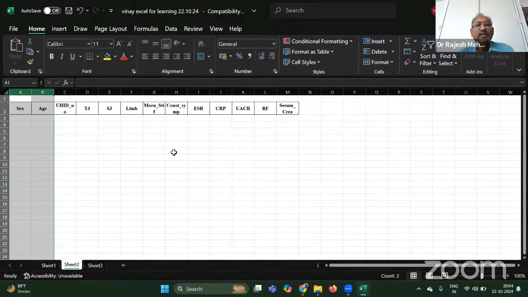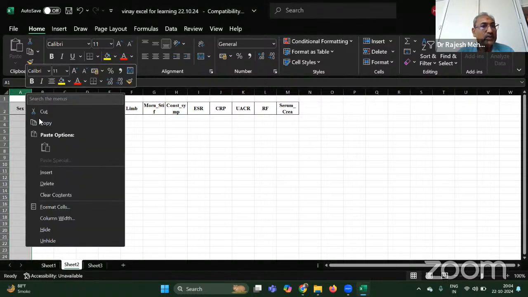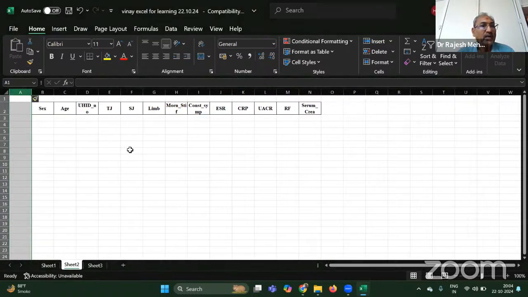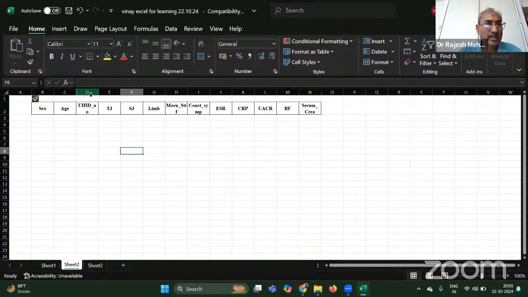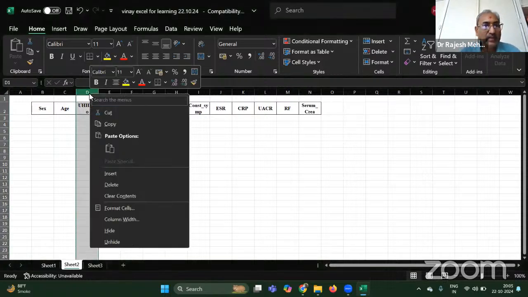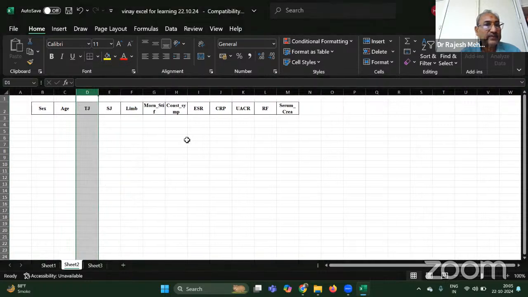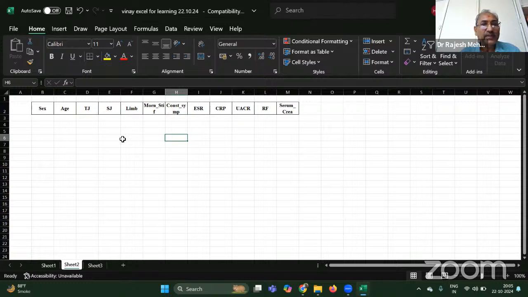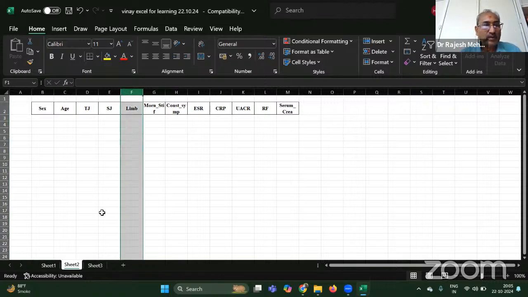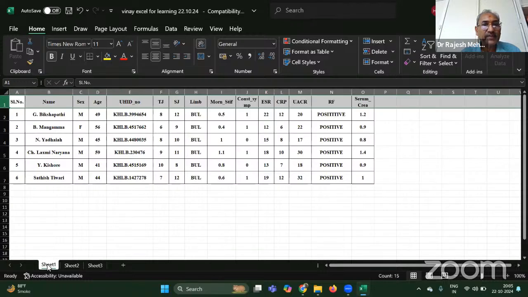This is a simple procedure to understand, but very useful for teaching UGs and PGs. Which tables are to be compared? This unique ID also we are not going to take in analysis. What is the TJ and SJ? If you can clarify, that will be better. Then the limbs are almost all the same, so this will not help us in analysis. So we may have to delete it.